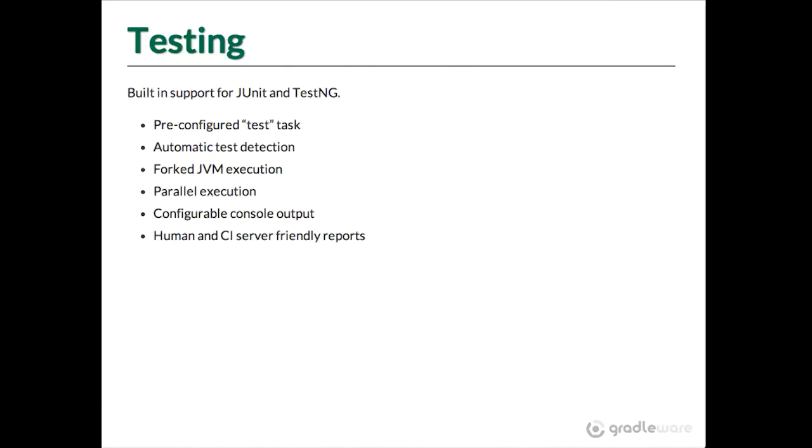Can you supply your own JVM parameters into the JUnit?